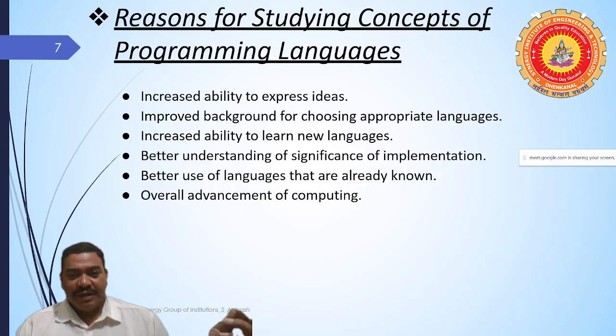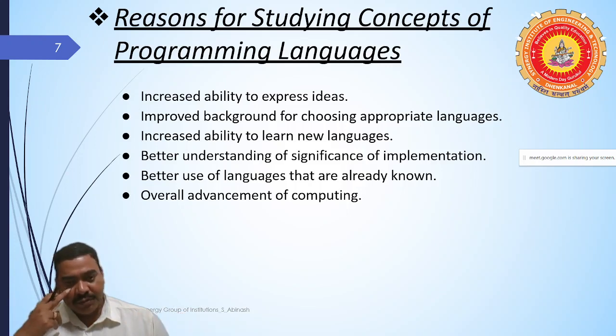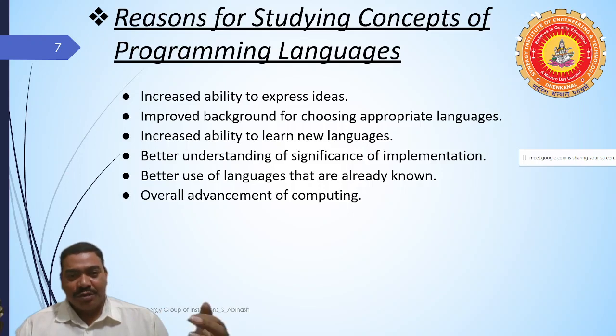Better use of language that is already known to you, and overall advancement of computing. So every day new concepts are coming. As per Moore's law, you know that technology doubles in every 1.5 years. So every 1.5 years, when the technology doubles, the programming languages also increase and the architecture also increases. So you will have developed the greatest ability, by using which you can learn new languages and cope up with the advancement of computing, right?